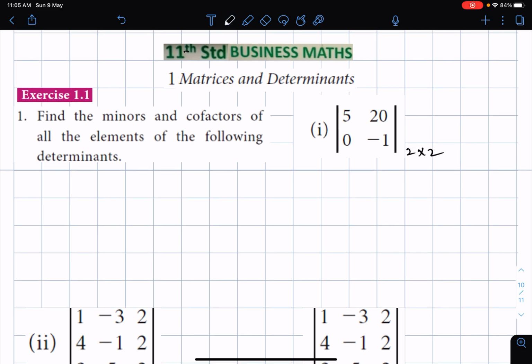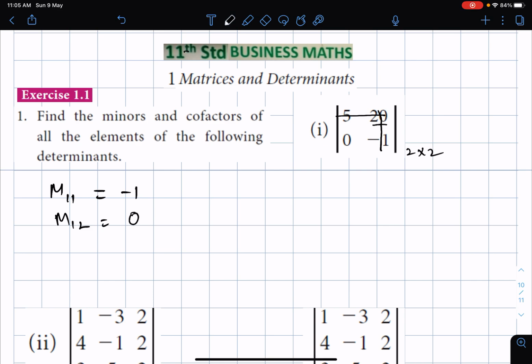First one, the 2 cross 2 matrix. We are going to first write the minors. First one is going to be M11. M11 represents the first element, 5. So cross out the corresponding column and corresponding row. Therefore M11 is going to be minus 1. Now coming to the second element, 20, it is going to be M12. Cross out the corresponding column and corresponding row, and you will get the answer as 0.